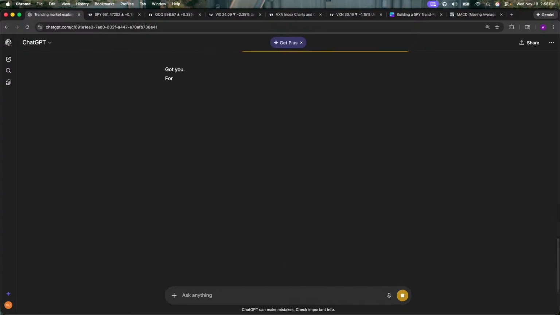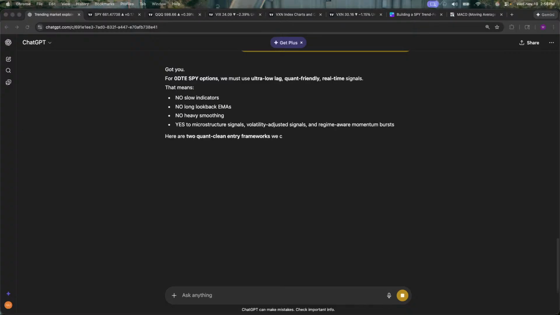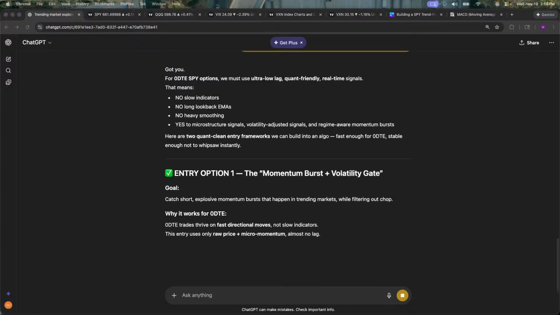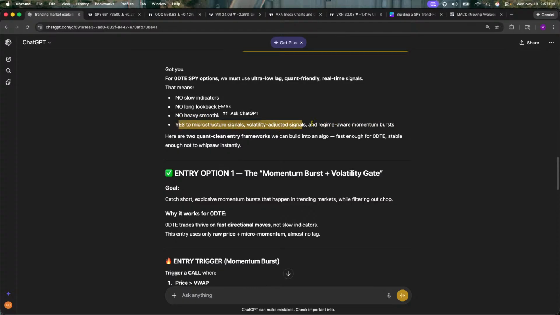All right, beautiful. So that's going. All right, so for 0 DTE options, you must use ultra low lag quant. Real time signals, no slow indicators, no long lookbacks, no heavy smoothing. Yes, microstructure signals, volatility adjusted signals, and regime aware momentum burst.